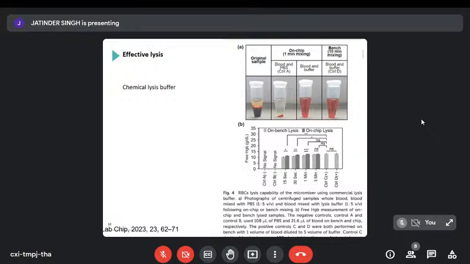If we measure the hemoglobin, those analytical measurements confirm that a chemical lysis either done on the chip we just looked at, or just sitting on the bench and putting it on a vortex mixer, we get complete lysis. And there's no significant difference between getting the lysis done with the chip-based mixer and getting the lysis done in a container on the bench, as has been done for a very long time by molecular biologists.